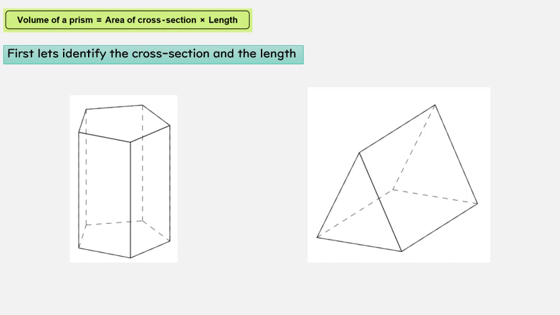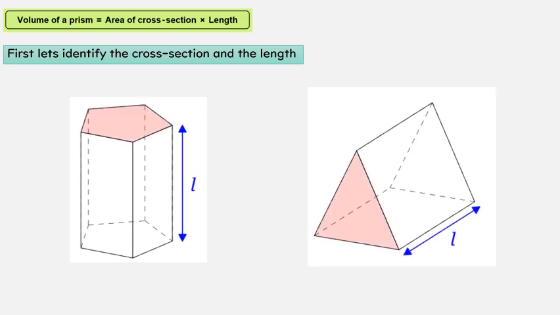So remember, the cross-section is the shape that goes throughout the whole prism. Here we can see the cross-sections. On this first shape, we've got a pentagon, that bit that's shaded in. Here's the cross-section, because if we cut this shape anywhere, we'd always open it up and see that face there. So that's the cross-section for that shape.